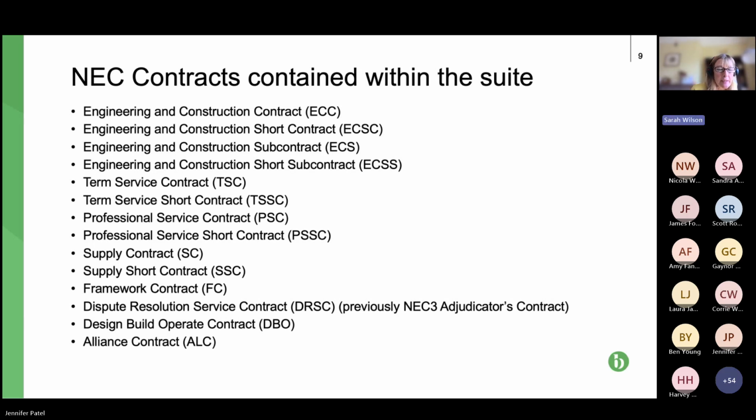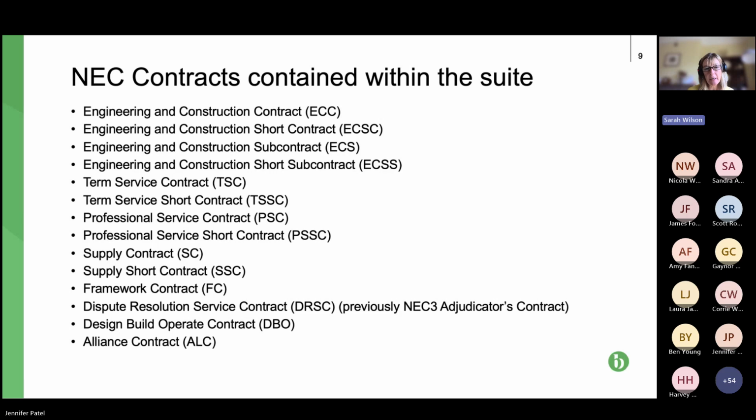So where are we now? Right. So then we have the framework contract. So that's probably the shortest of all the contracts. It's a fairly sparse document, and typically you see it used in conjunction with the term service contract. Then we've got the dispute resolution contract. That's basically for adjudicators. So if you get involved in that, you're probably in adjudication and probably have got your lawyers involved. And then the last two were introduced with the changes that resulted in NEC 4 coming out.